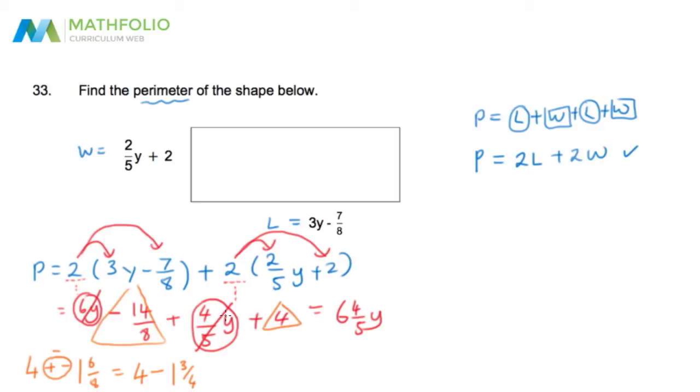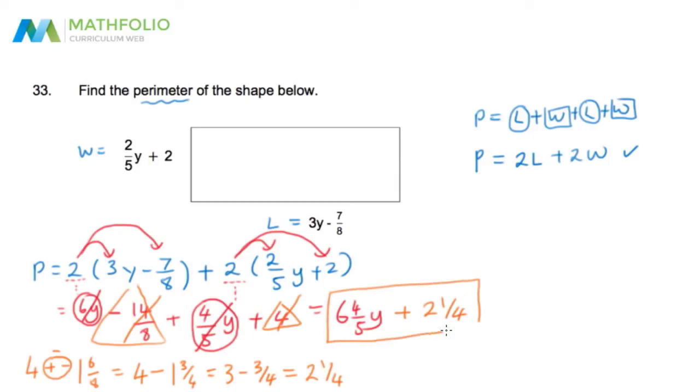And remember, we're just trying to figure out these two orange triangles to find out what happens when we combine these numbers. So now 4 minus 1 would give us 3. So this is the same as 3 minus 3/4. And so in this case, we're going to have 2 and 1/4. So let's just double check this. This is going to be 6 and 4/5 y from the y's. And then we are going to add 2 and 1/4. And so this is our answer for the perimeter.